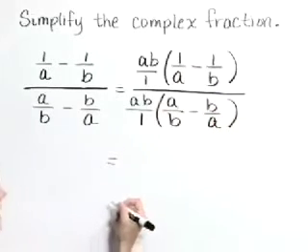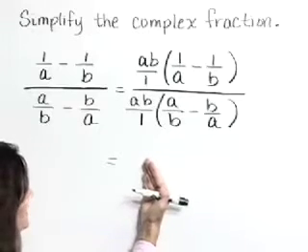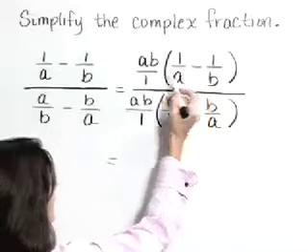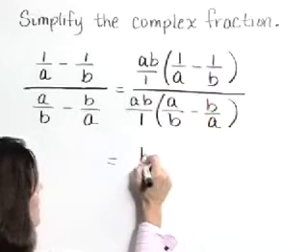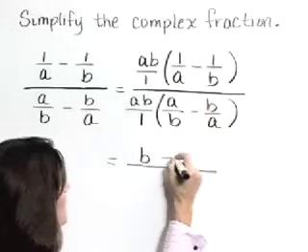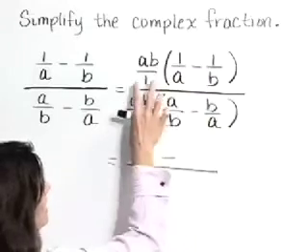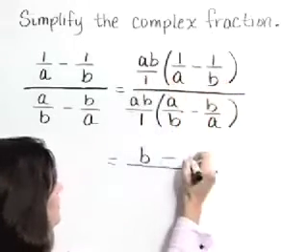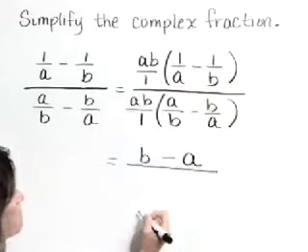Now let's multiply. I'm going to cancel common factors as I do that. ab times 1 over a. The a's cancel, leaving b. Minus sign. ab times this 1 over b. The b's cancel, leaving a.